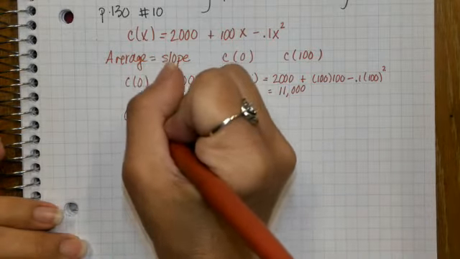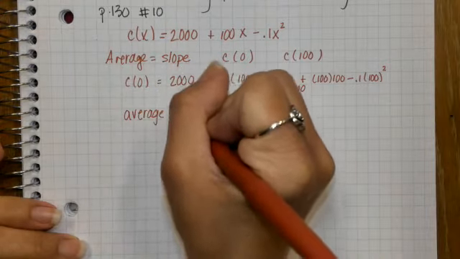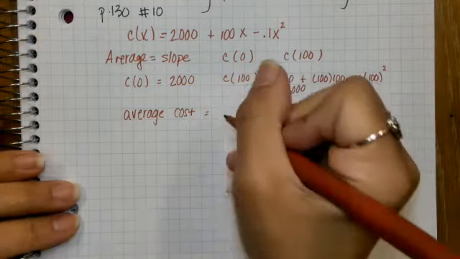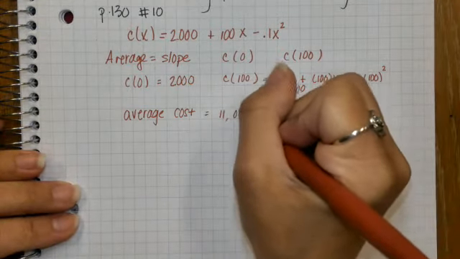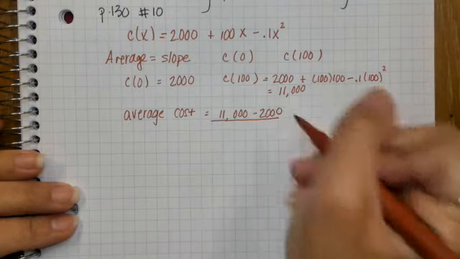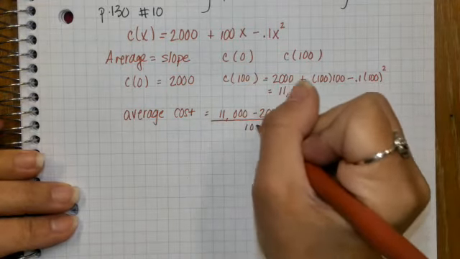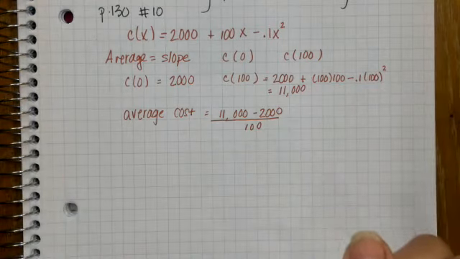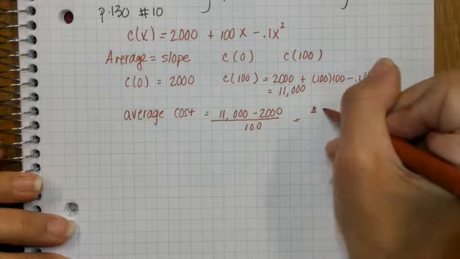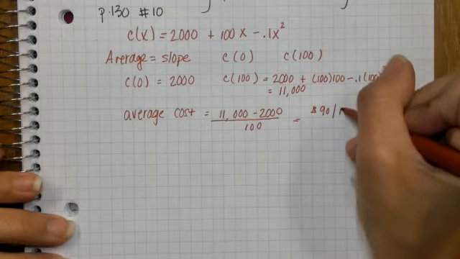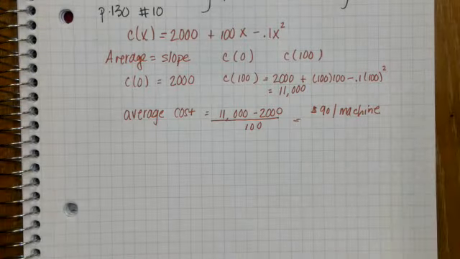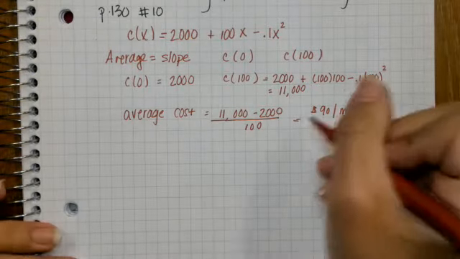So our average cost is equal to 11,000 minus 2,000 all over 100, which is $90. So on average, it costs $90 to produce whatever machines these are. What are we producing? We're producing washing machines.